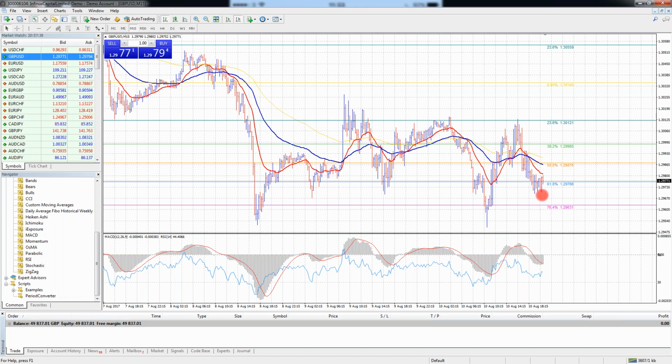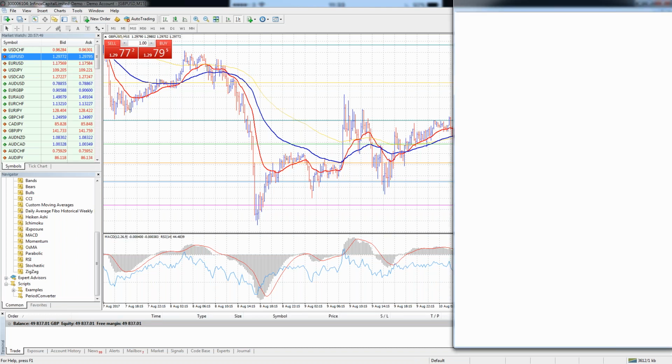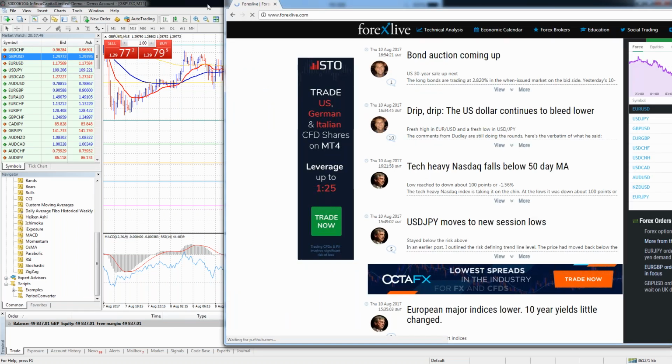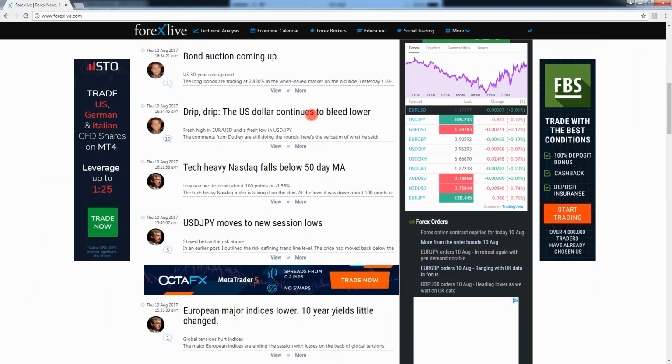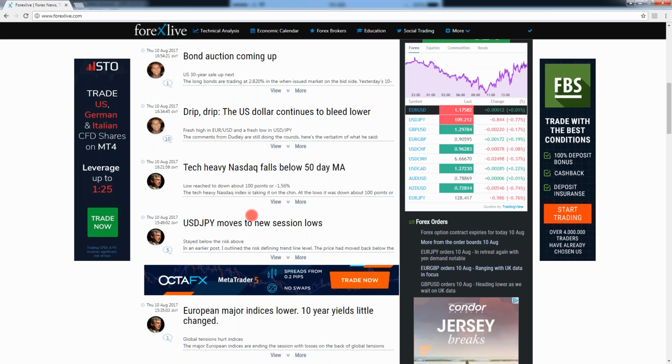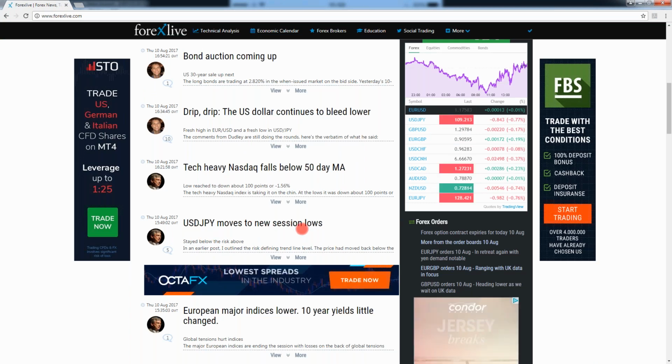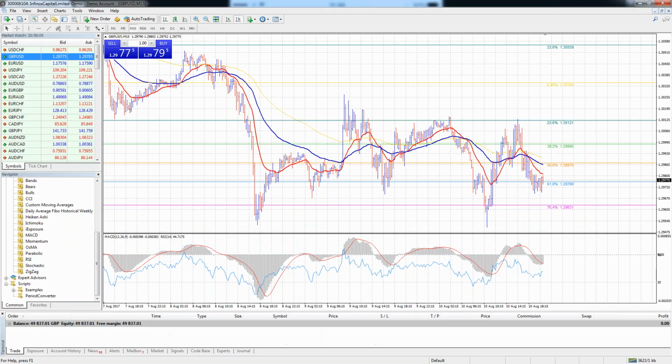But with everything else out there in the market right now, here it is, I've just found the Forex Live. Let me try and get it up. There you go. Remember I said earlier about the drip, the US dollar continues to bleed lower? Here it is. So obviously we've had the NASDAQ falling off below a crucial moving average as well. Dollar yen moving to new session lows. So for me, I'll go back on the chart there a second.